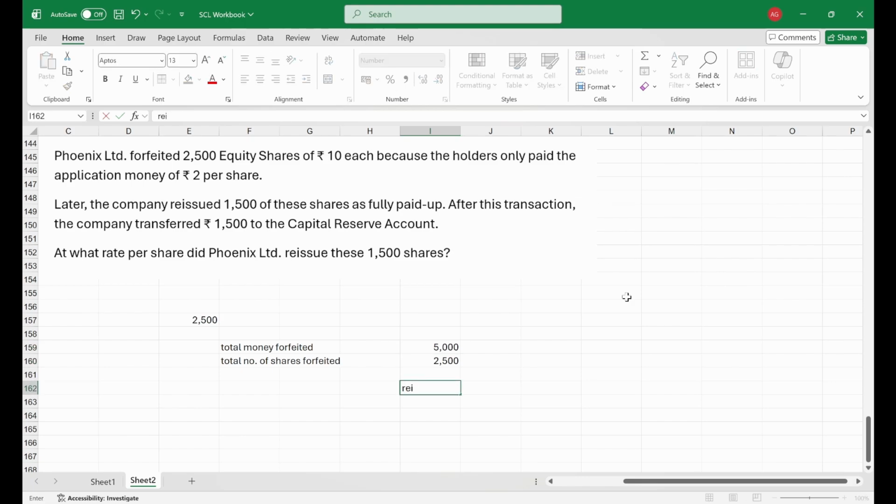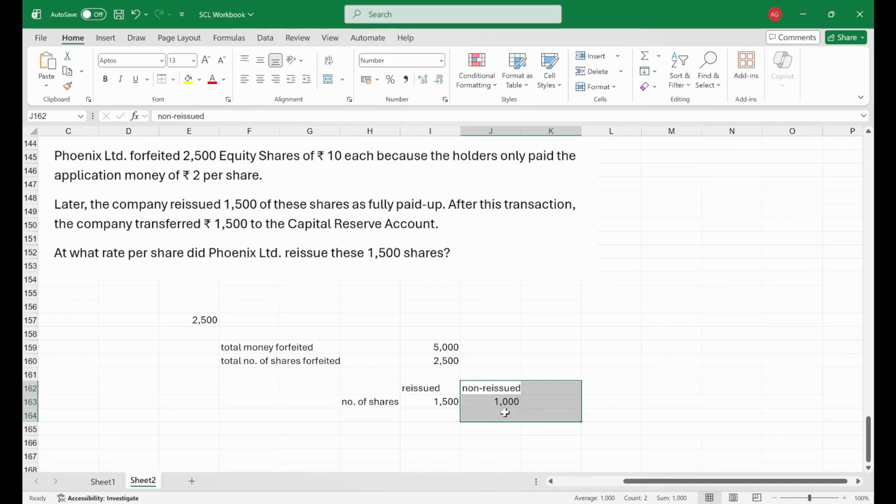Now, let me just branch this into two categories, reissued portion and non-reissued portion. Now, how many shares am I reissuing? I am reissuing 1,500. How many am I not reissuing? 1,000. Now, let us not even worry about this 1,000 anymore because the question did not ask anything relevant to this 1,000 shares. The question is asking only how much value of these 1,500 shares has been reissued. So I am going to focus only on this segment.